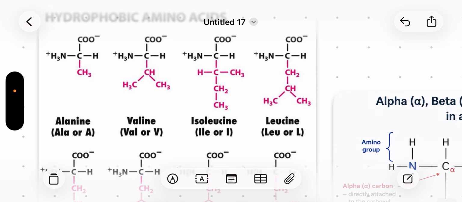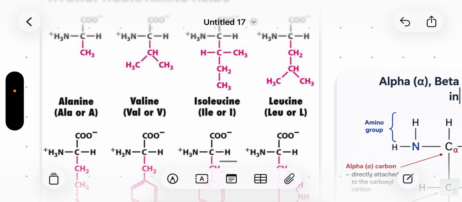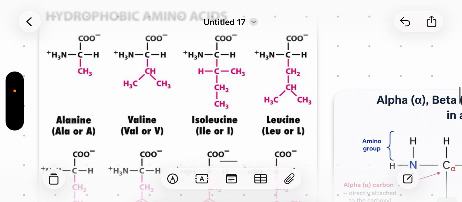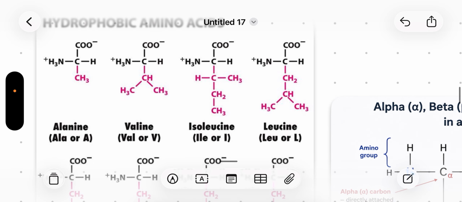These side chains have such non-polar covalent bonds. That's why we say these amino acids are non-polar amino acids, or hydrophobic amino acids. When such amino acids are present in a protein, and the protein folds to form its 3D structure, these hydrophobic amino acids move inside of the protein.